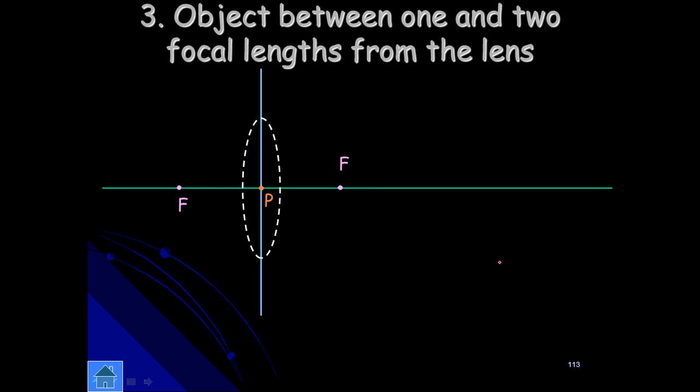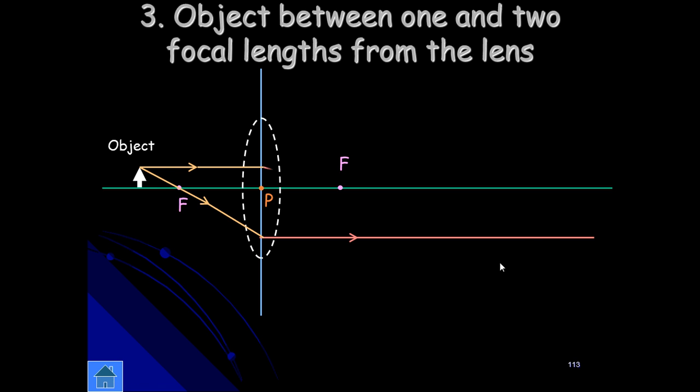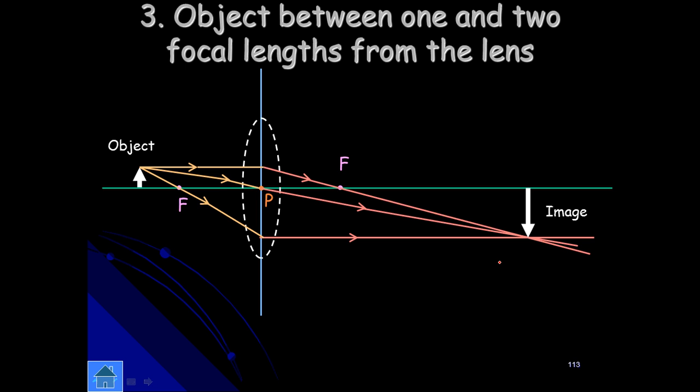Between 1 and 2 focal lengths, so that's between the centre of curvature and the focal length. That's my preferred line, along with this one, and we get ourselves an image that is going to be real. If it's real, it's got to be inverted. So if you see an inverted image, you know it's real. And it's bigger than the original object, so it has got to be enlarged. It will have a positive magnification.